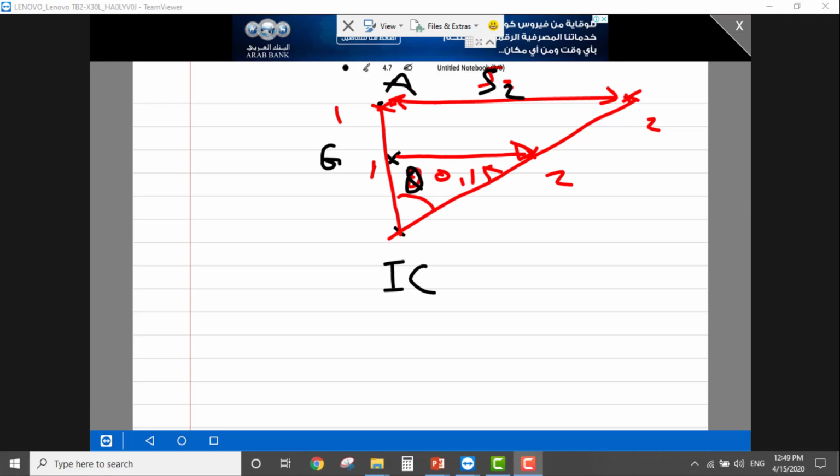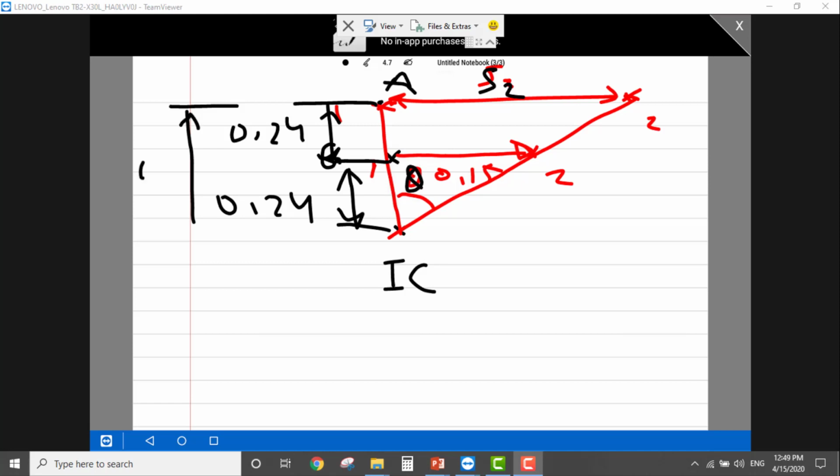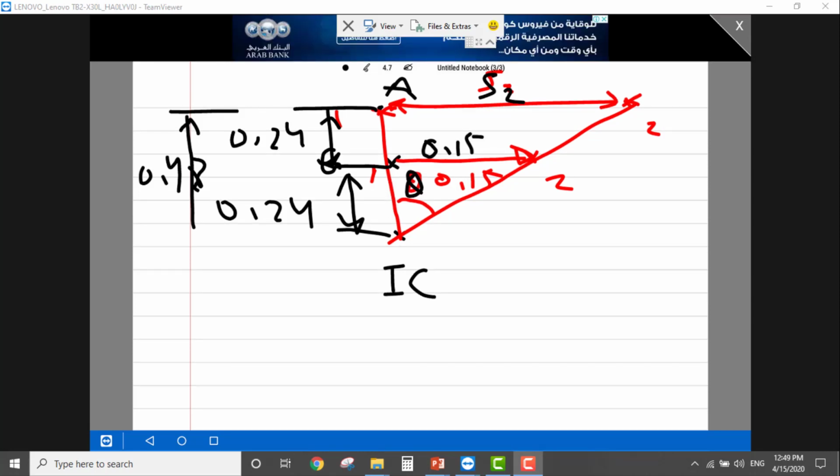How to find them? We have this triangle, this distance is known, which is the radius of this wheel, which is 0.24. And again, this distance is known, 0.24, the radius. So the whole distance is equal to 0.48. And this distance is known, 0.15. I'll write it here. So in order to find S2, we need to find first of all theta.